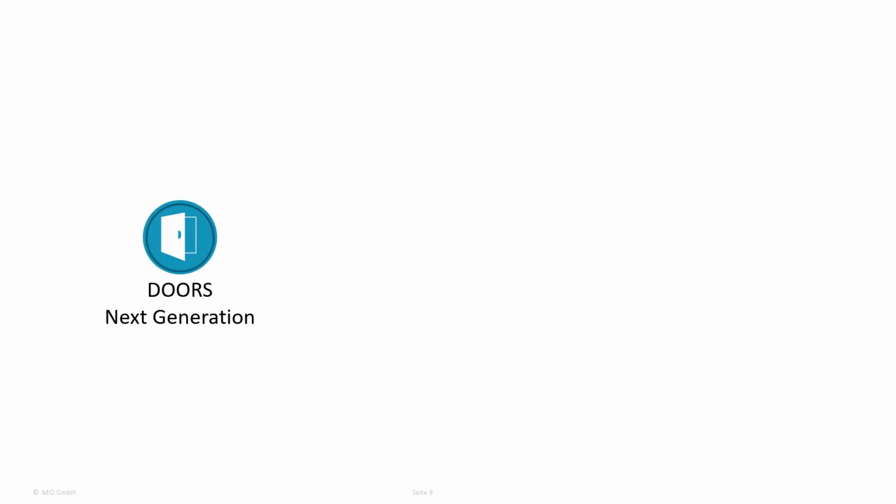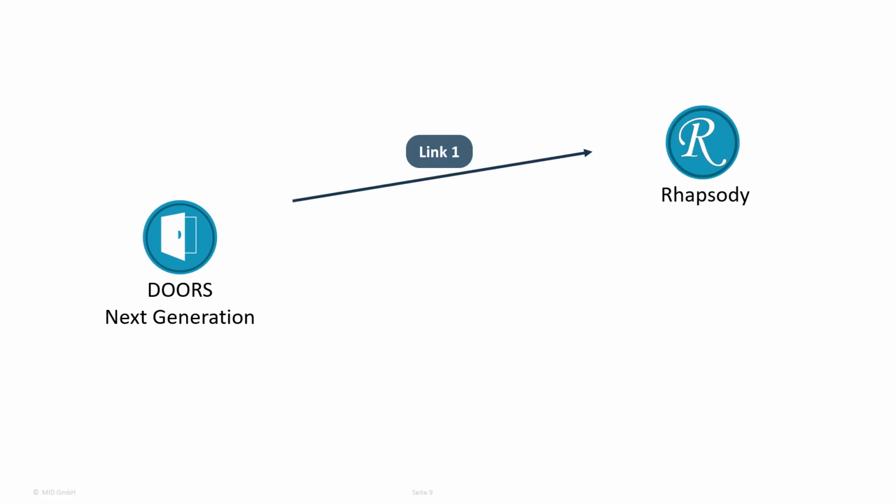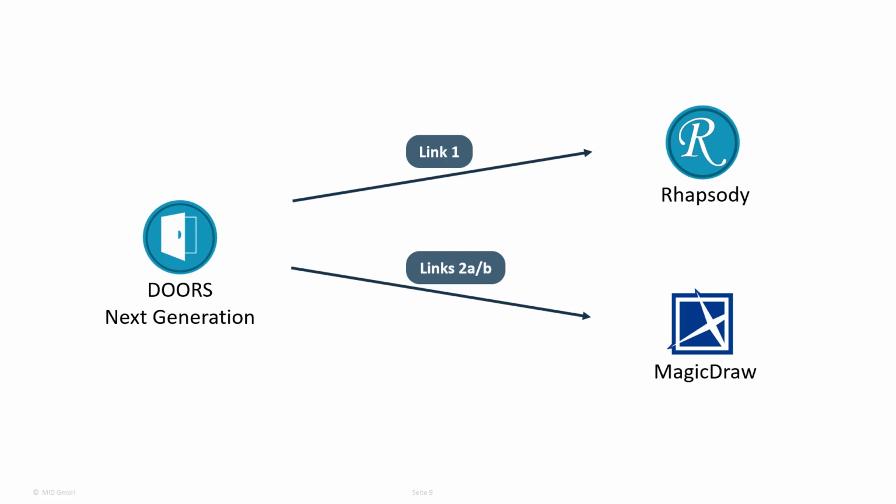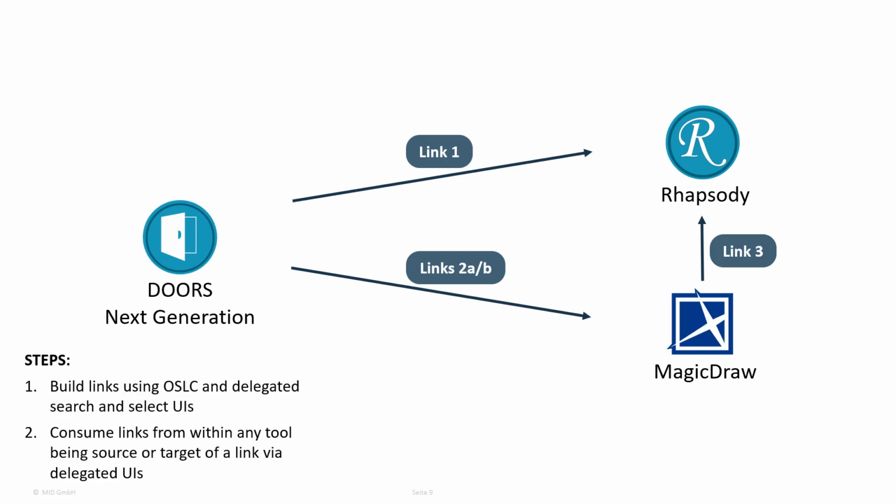And now I'd like to do with you the next step of the concept. So step number 2: how can we bring all that content into any other environment by building links? So let's build some links between Doors Next and Rhapsody, and between Doors Next and MagicDraw. Here we're going to link to a diagram and to a model element inside a diagram, and then we're also doing a link from MagicDraw into Rhapsody. For all this, we'll use OSLC. We'll use the delegated search and select UIs to identify link targets, and we're using OSLC to make any content visible in any other tool.